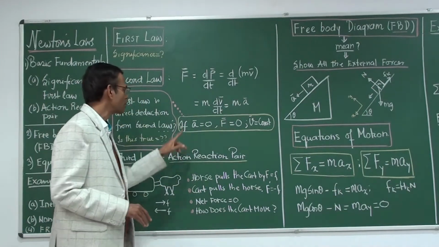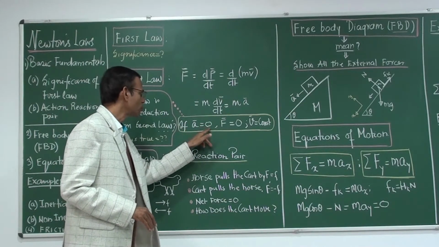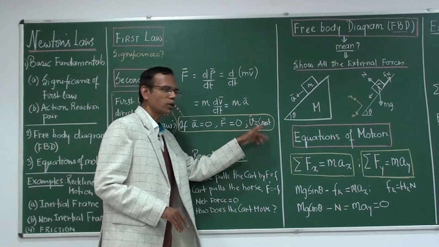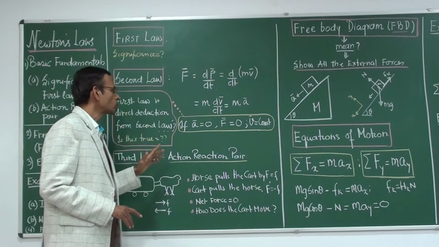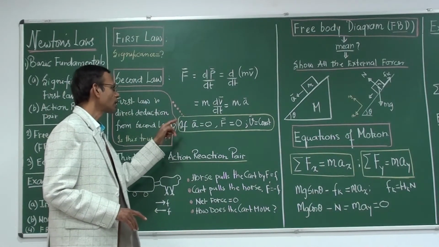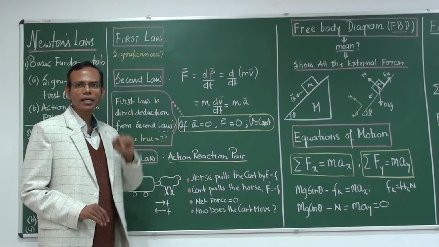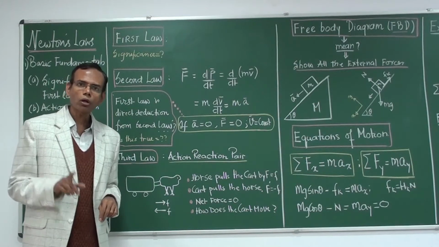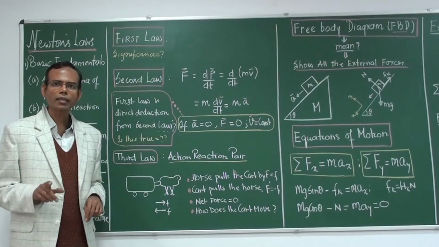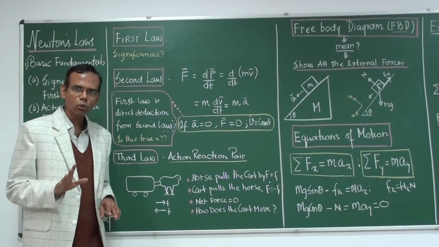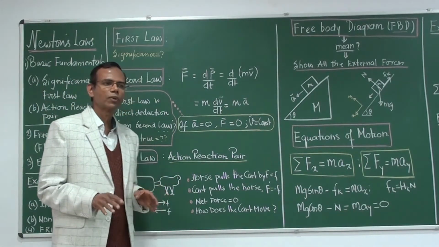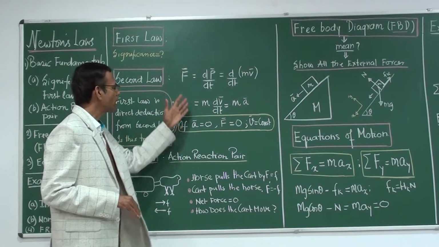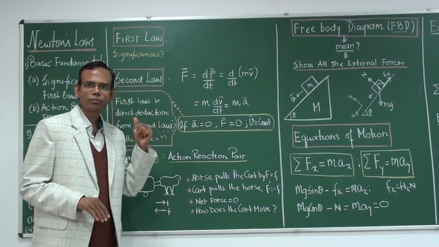Now, if a is equal to 0, F is equal to 0, then v is equal to constant. My question to you is that this is exactly what the first law says: a body will continue to be in its state of rest or of uniform motion in a straight line unless acted on by a force. So if the force is 0, acceleration is 0, velocity is constant. This is Newton's first law. So we find that the first law is coming from the second law.